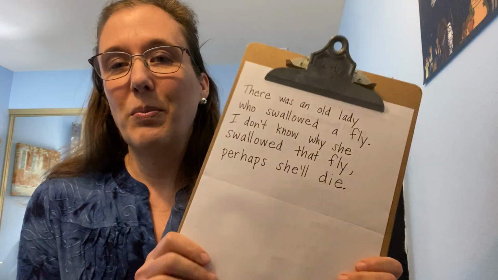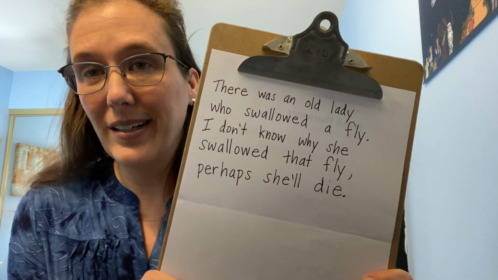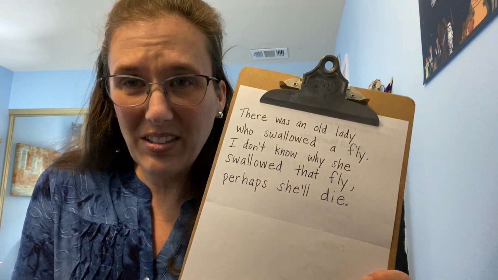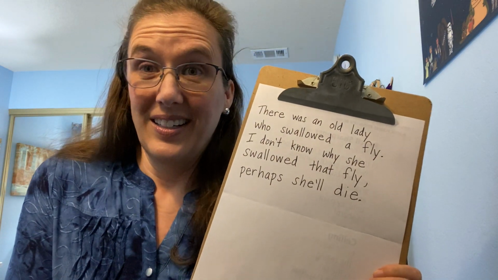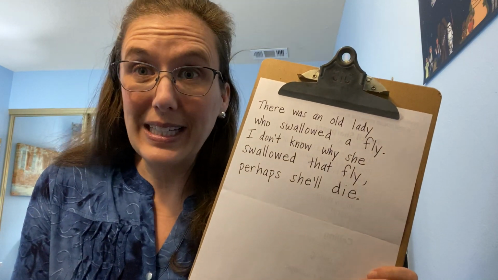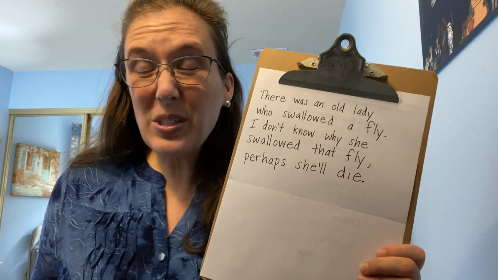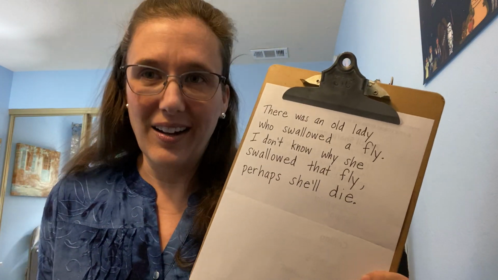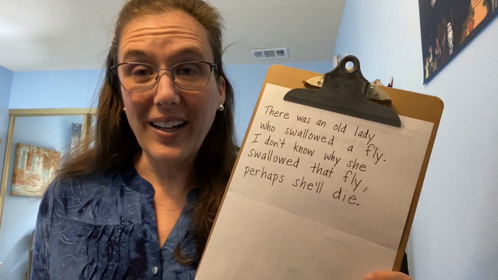So on Monday, we read The Little Old Lady Who Swallowed a Fly, and I read it in a sad and serious voice because she might die, and that would be terrible. But it's not supposed to be read like that, right? It's a silly song, and it's supposed to be sung in a happy way.